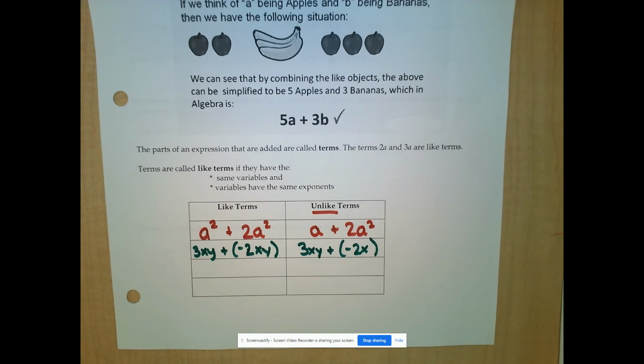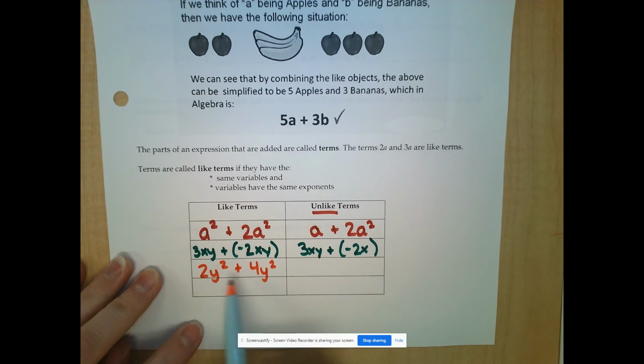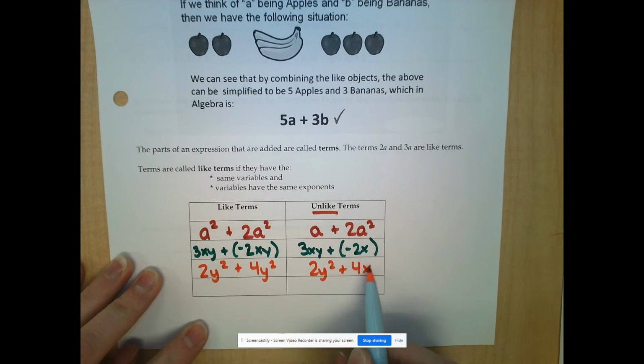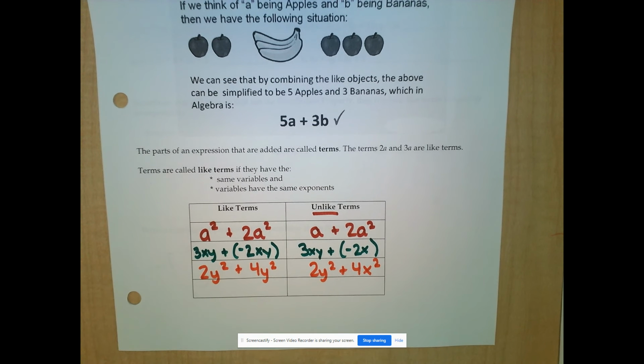Another one that I could look at as an example, if you have 2y squared and 4y squared, those can be combined as like terms, but 2y squared and 4x squared cannot. They happen to have the same exponent, but not on the same variable.